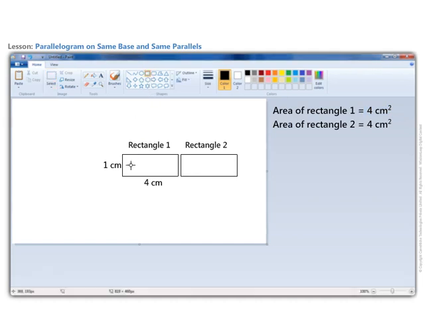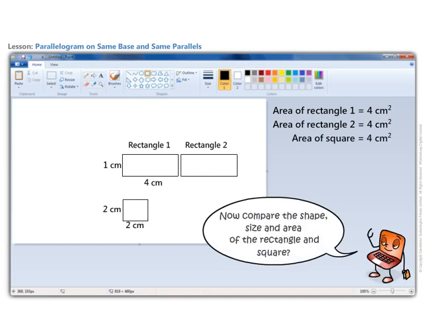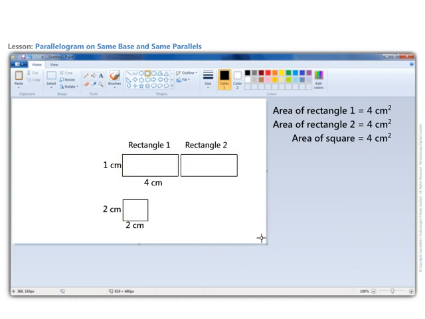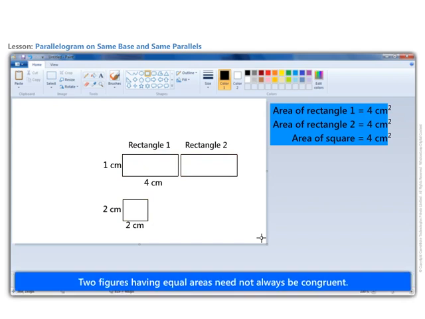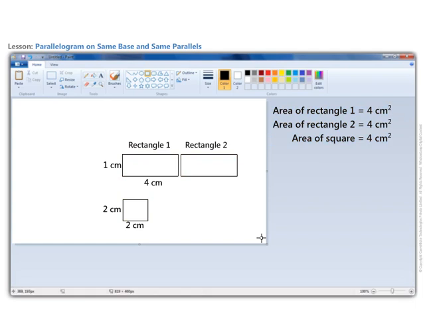Suppose Carl draws a square of length 2 cm and breadth 2 cm. Then the area of the square is 4 square centimeters. Now, compare the shape, size, and area of the rectangle and square. We observe that the rectangle and the square do not have the same shape and size, but they have the same area. So, we can conclude that two figures having equal areas need not always be congruent.